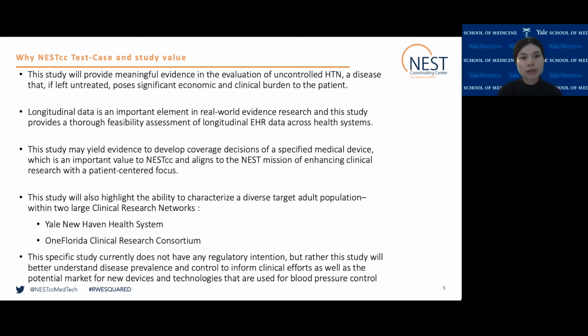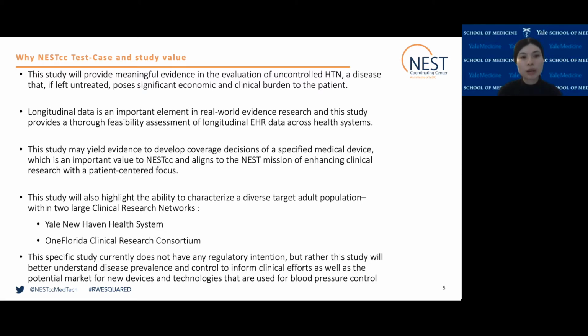As you're aware, this study is not a typical intervention study, yet it still has many added values. First of all, the study will provide meaningful evidence in evaluation of uncontrolled hypertension, which is a disease, if untreated, will pose significant economic and clinical burden to the patient. In the context of the COVID-19 pandemic, the Surgeon General's Office last year just released a call for action to make hypertension control a national priority.